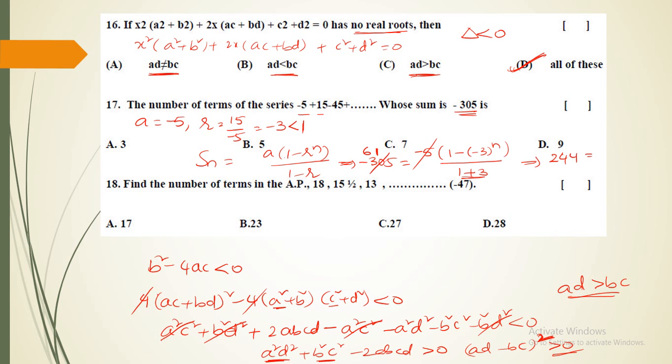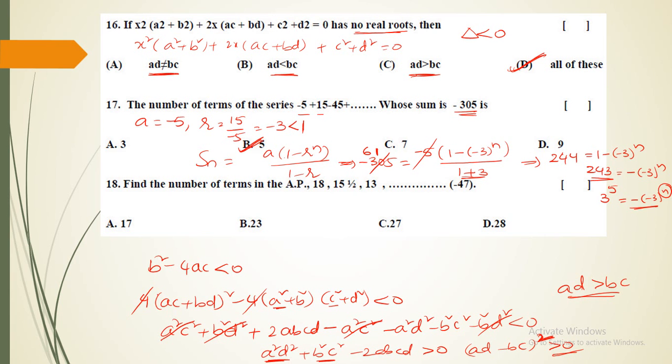So 244 is equal to 1 minus of minus 3 whole power n. Right. Here if I transpose 1, this becomes 243. So 243 is equal to minus of minus 3 power n. So 243 is nothing but 3 power 5. So 3 power 5 is equal to minus of minus 3 power n. So if n is equal to 5, then what will happen? This becomes 3 power 5. So clearly, the number of terms is 5.